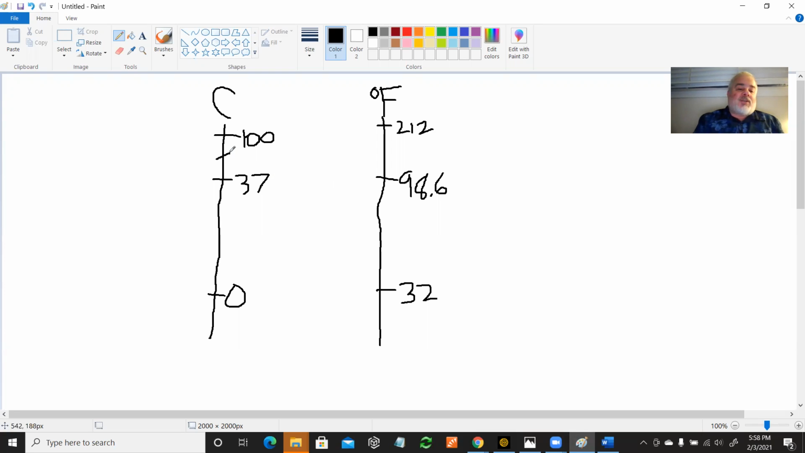Now I'll draw the little lines to show a break, because there's no way 37 is closer to 100 than 0. So these little slice lines show a break in the scale. So normally when we do conversions, everything starts at 0.